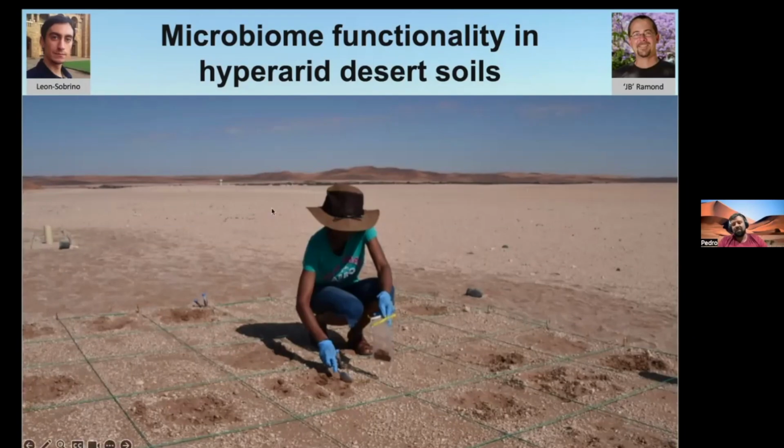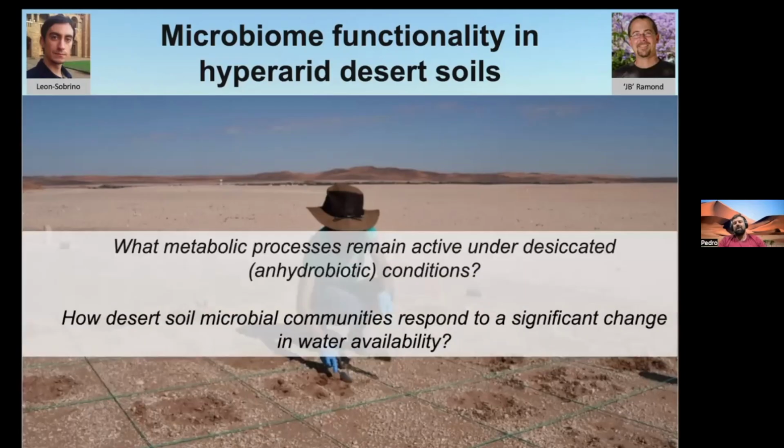I just want to point out, if you squint, you can see the station, the water tank for the station, in the background. So the two questions my colleagues wanted to answer with this experiment are, what are the metabolic processes that are active during this anhydrobiotic state, and how does the state change once you add water to the system?